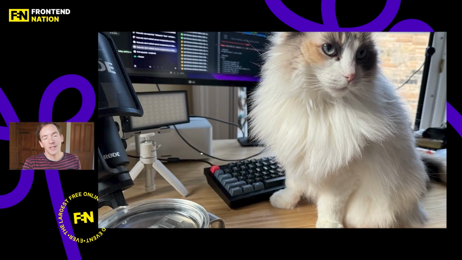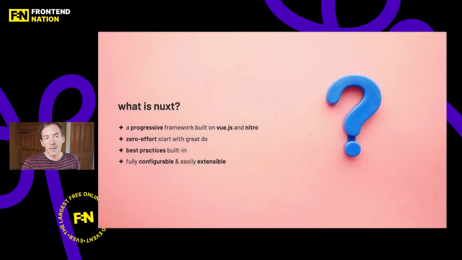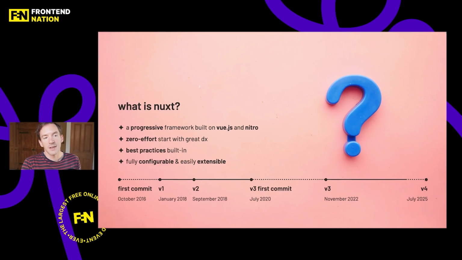And yes, I want to talk a little bit about vibe coding with Nuxt, but I should say, what is Nuxt? Nuxt is a framework built on Vue and Nitro. It was created back in 2016. I think it was released one day after Next.js, which is a similar framework for React. And the aim is that it's progressive.